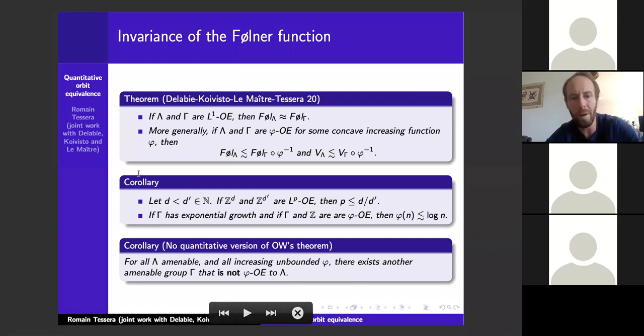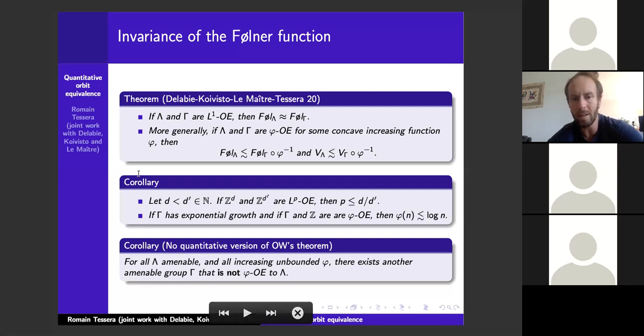So now comes our main result, which is the following. So first of all, we have a theorem which looks like Bowen's theorem. It tells us that if two groups are L1 OE, then the Følner functions are the same. Okay, so that's the first result, which looks like Bowen's result. But something which I think is more interesting is the second statement. The second statement is saying something which is stronger on the one hand, but which is also much more interesting. And it also applies to the volume.